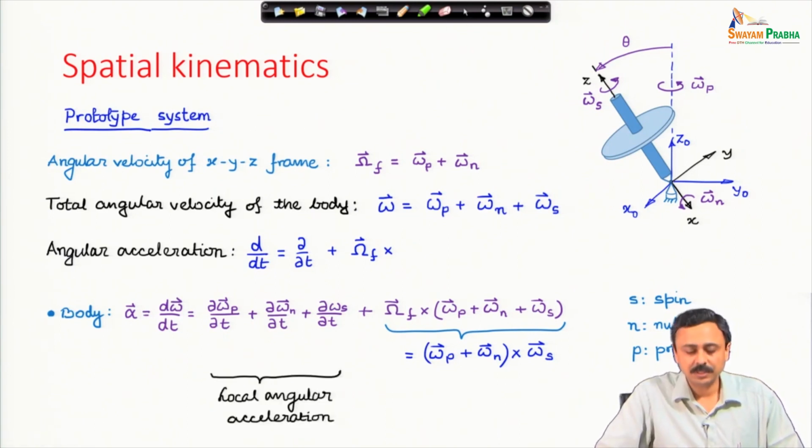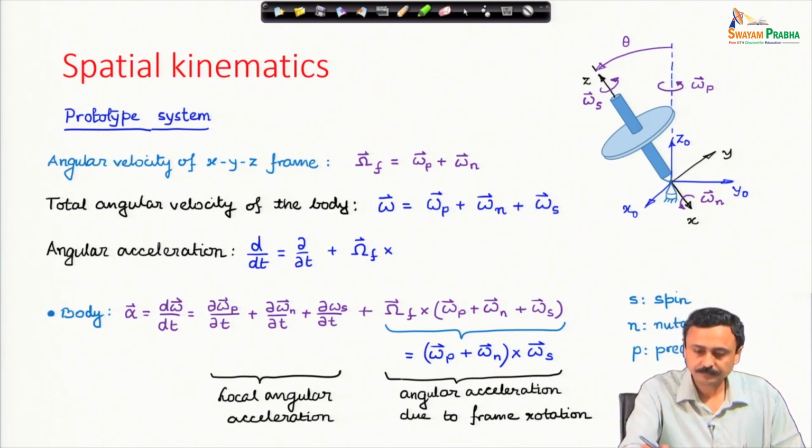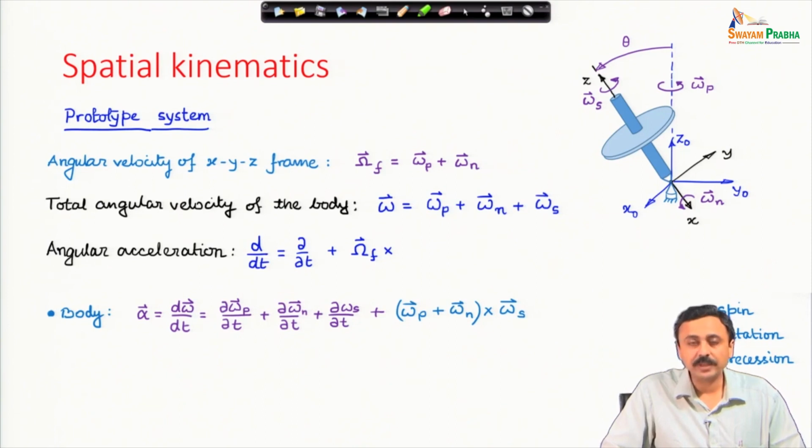The first three terms are the local angular acceleration as seen by the observer fixed to the frame, and the second term is because of the frame rotation. Therefore, in a slightly simplified form you have this expression of angular acceleration of the body. The first three terms are because of the local derivative, the local rate of change, and the second term in blue is because of the frame rotation.